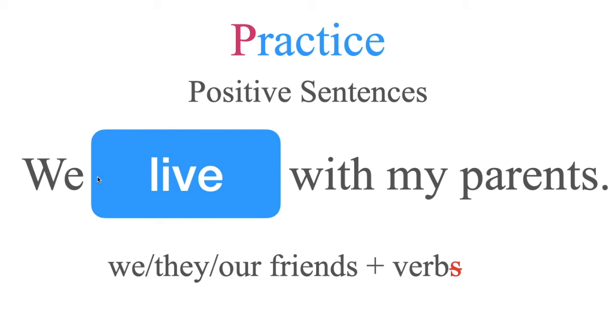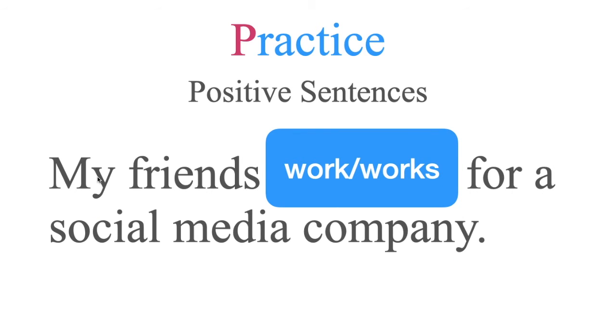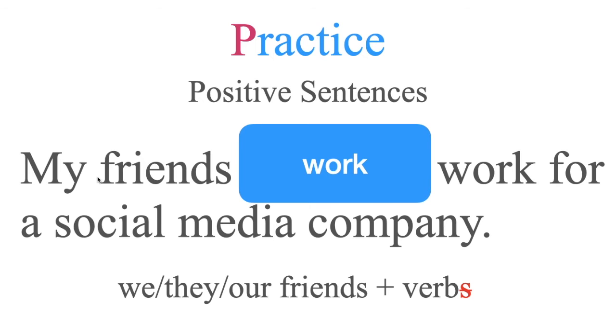Live. Okay, when we use we, they, or our friends, we have a verb with no S. So, we live with my parents. Next one: my friends work for a social media company, or my friends works for a social media company. Same thing again: when we use my friends or many people or plural things, no S at the end.